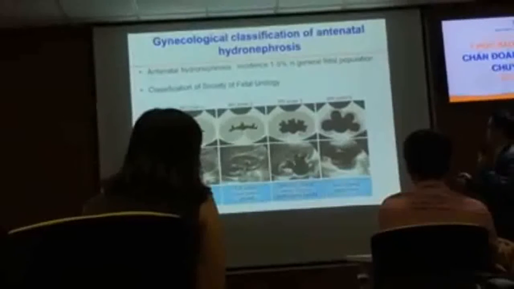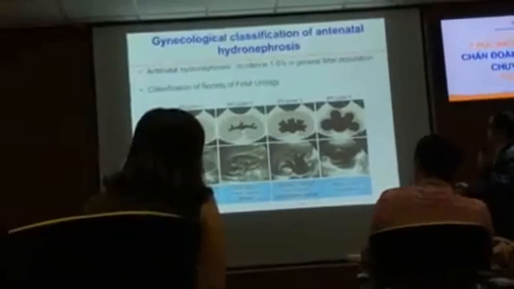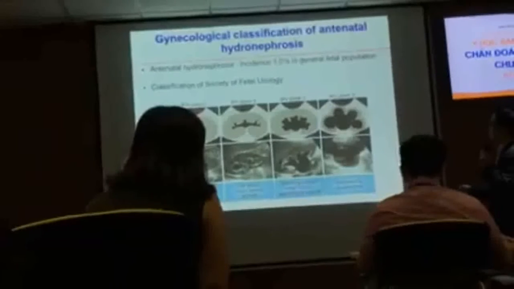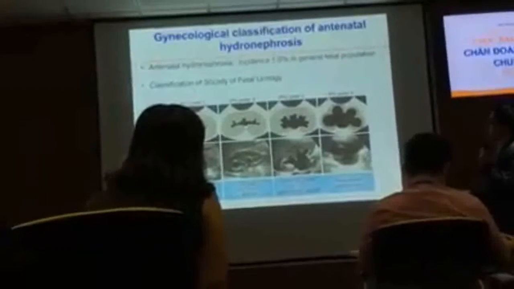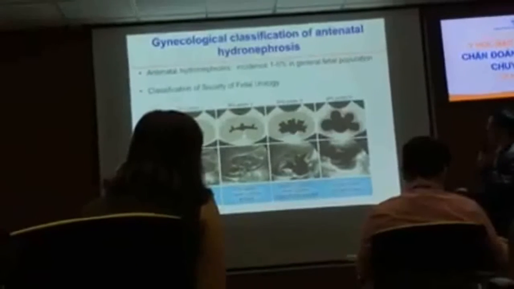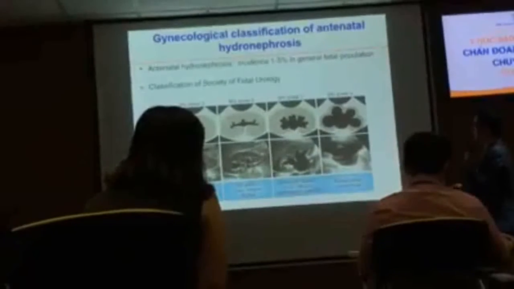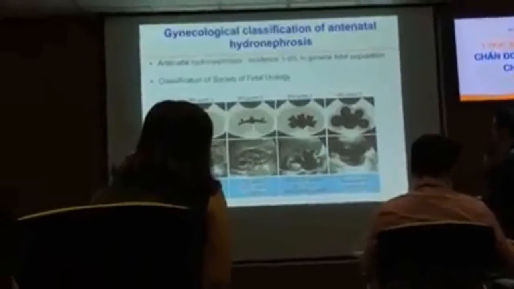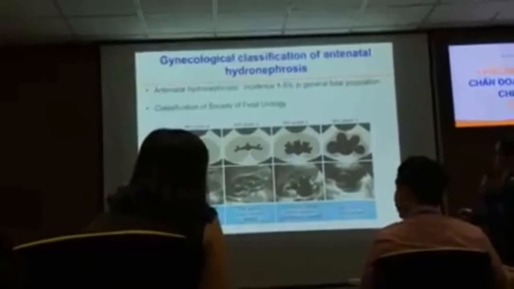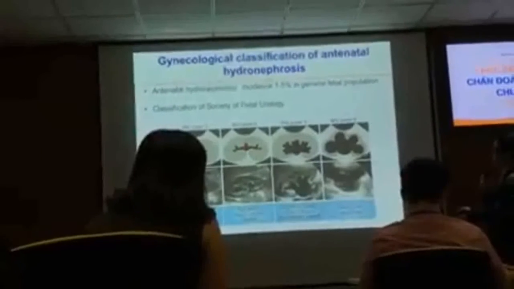But we have to see the different grading. Its classification is from the Society of Fetal Urology. The first grade is like this. It's usually barely splitting the sinus. It's quite normal. The second, grade 2, is a full pelvis, but the major calyces dilate. It's like a finger budding, like this. So this is grade 2.